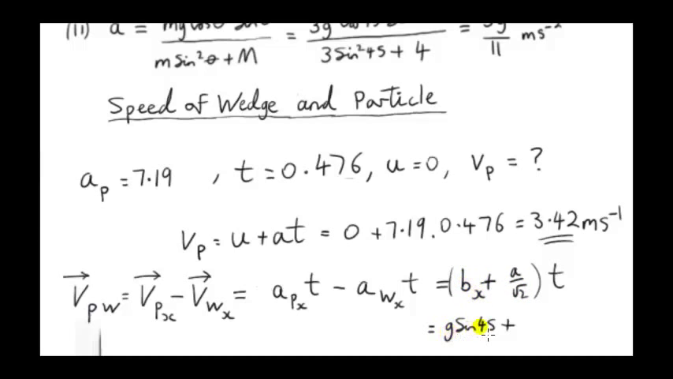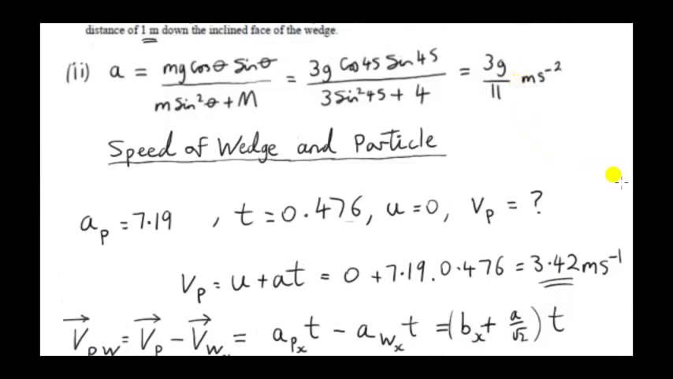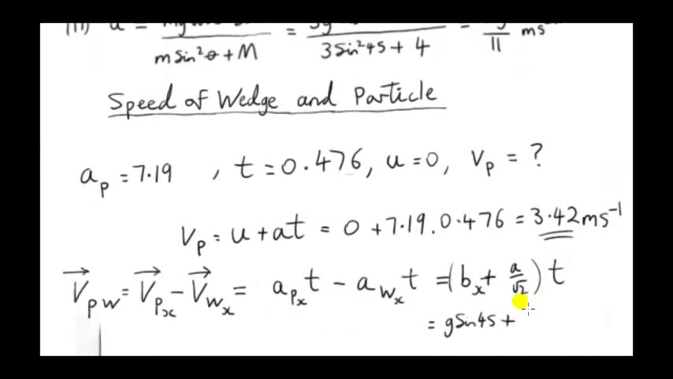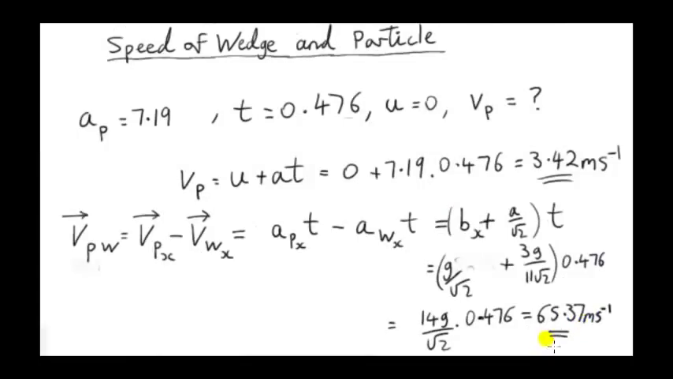We know that b sub x is g sine theta, where theta is 45 degrees. A for our problem is 3g over 11, so we divide that by root 2, so we get 3g over 11 root 2. And the time that we're interested in is 0.476 seconds. So we get this large value, 65.37 meters per second.